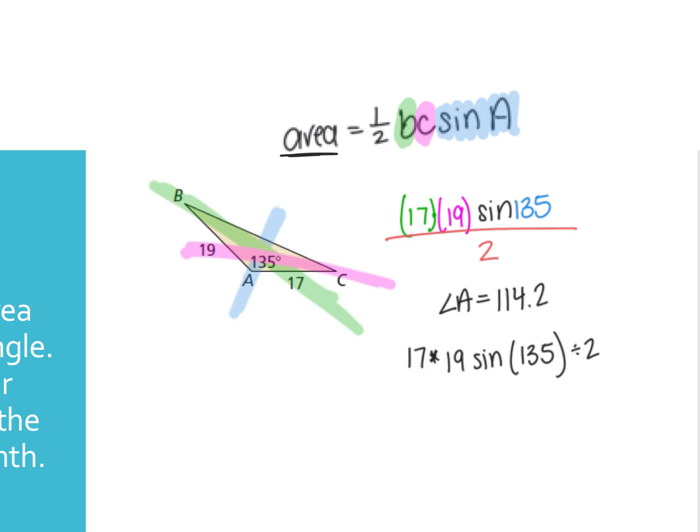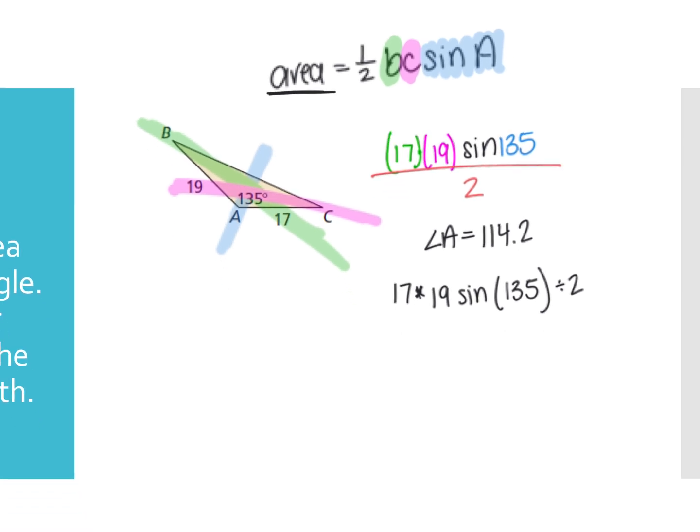I put area. No, on the bottom you wrote angle A. Oh, no. This should just be area. I'm sorry. Thank you. This should just be area equals. Yes. How did you do it?